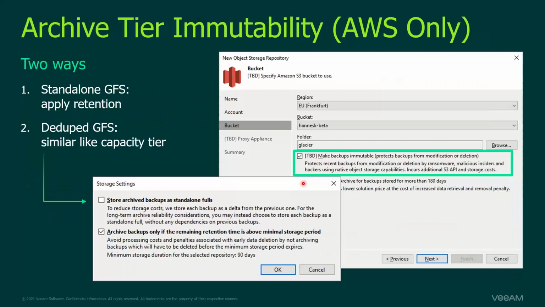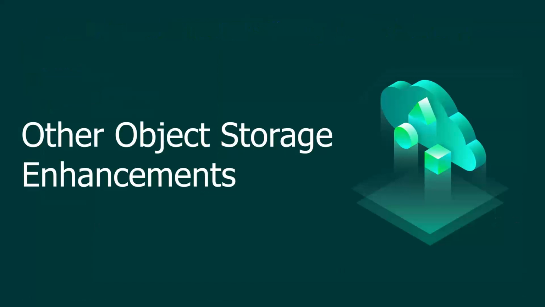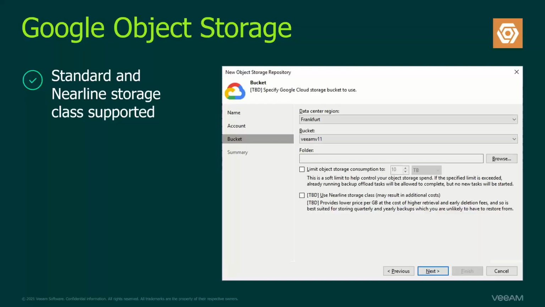As for immutability, it works just the same way as the capacity tier S3 immutability. We're putting an object lock on the files which are just getting transferred, and that's enabled through one checkbox. As for the other object storage enhancements, it's worth mentioning that we have finally supported Google Object Storage. With Google Object Storage, it's the same as the capacity tier for our object storage, S3 compatible, and Azure Blob support. So it's not an archive tier; it's just capacity tier support here.